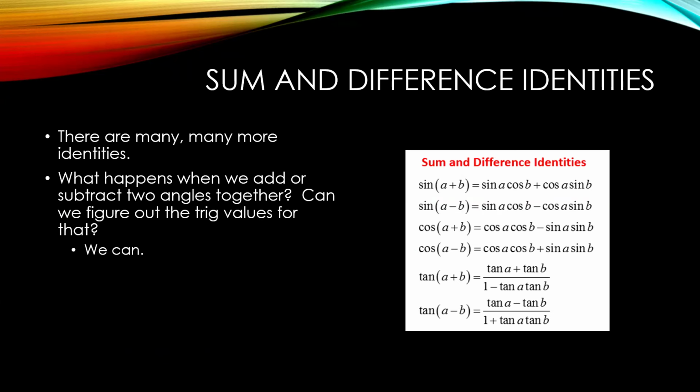There are a lot of identities. So what happens if we are adding or subtracting 2 angles together? Can we figure out the trig values for that? We can, and we can prove them. These are things which have geometric proofs. We can determine what sine of a plus b is, what sine of a minus b is. Same with cosine, same with tangent.